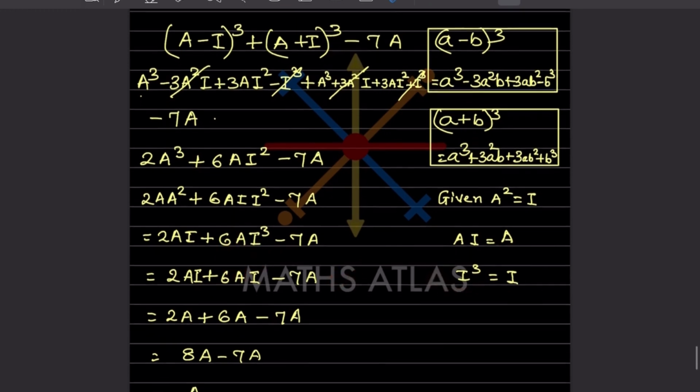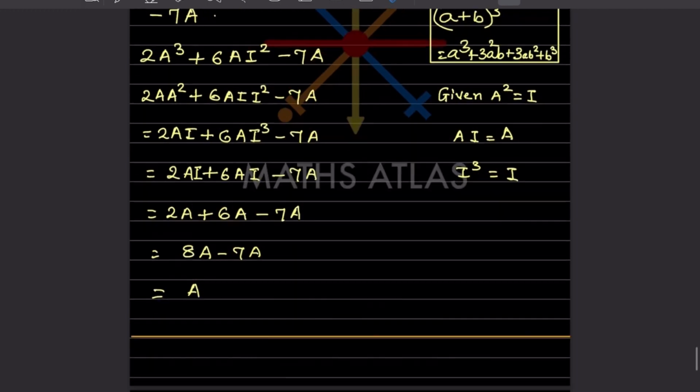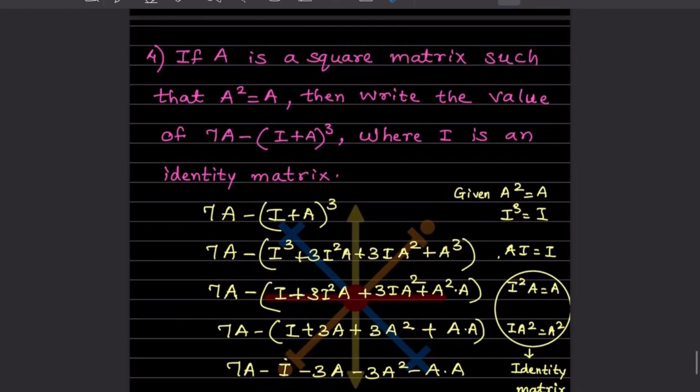So now what we can get over here, now this is 2, AI is A, so that is A over here. Again here this same, AI is A, and this is same. So now can you see these all are A's, so this will be 8A minus 7A. So 8A minus 7A, that is going to be A. So now let us go for the next one.